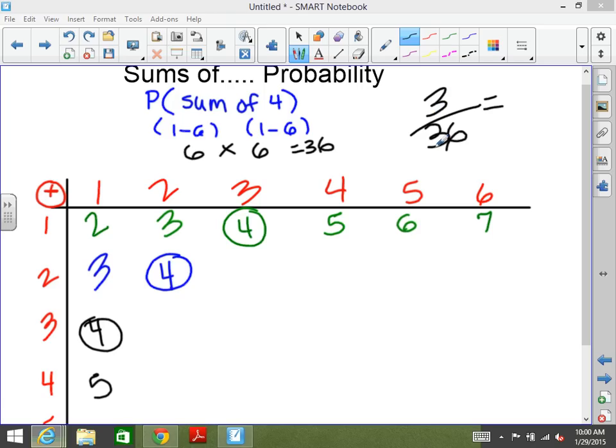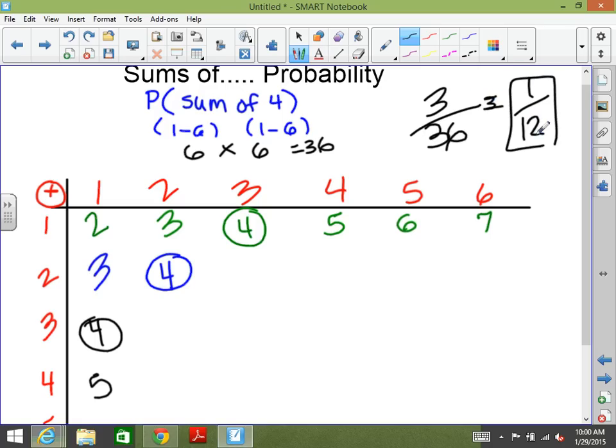And that can be reduced by what? 3, right? So if we divide top and bottom by 3, we get 1 out of 12. Is this likely to happen? 1 out of 12. Is there a good chance that you can roll 2 cubes and get 4s? No. That's a very small chance. What do you think? Okay, so far? Okay, let's do another one.